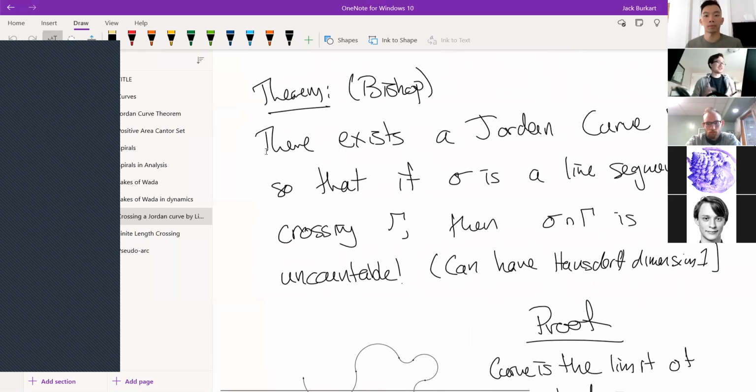This is actually a theorem of my advisor, Chris Bishop. In 2010 or something, someone just asked him to make a counterexample, and this is what my advisor does. He builds counterexamples, and he shows that there exists a Jordan curve so that if sigma is any line segment crossing gamma, so it has a point in the interior and a point in the exterior, then sigma cap gamma is always uncountable. In particular, you cannot go from the inside to the outside of the Jordan curve by a line segment and pass through at a single point. You have to pass through uncountably many points.